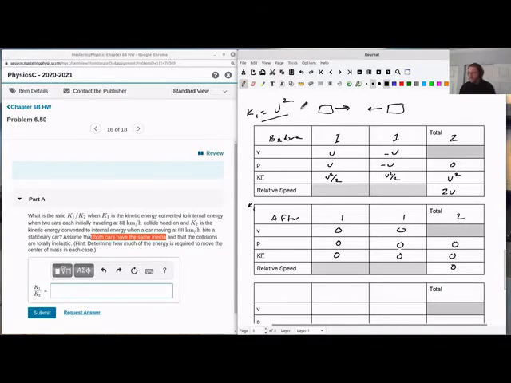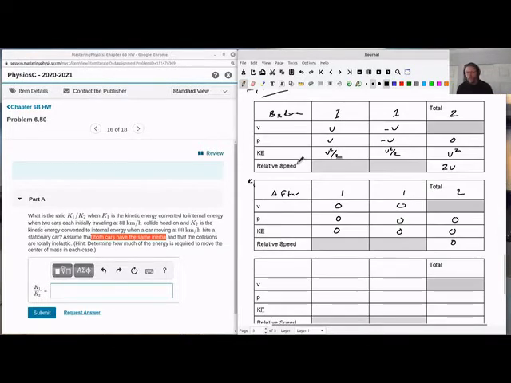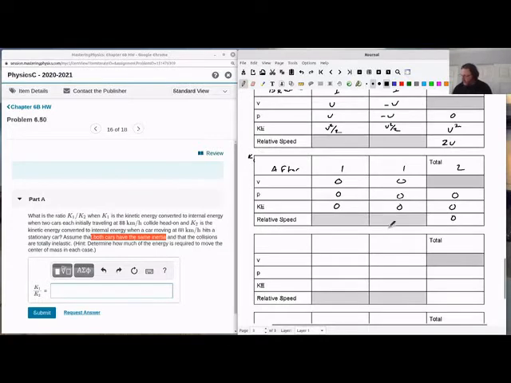Okay, now let's think about the other collision. The other collision, one of the cars is stationary and the other one is moving. So that one's moving, this one's stationary. So we've still got masses of 1 and a total of 2. This is a before table. The velocity of this one is V because it's also moving at 88 kilometers per hour, and this one is 0.